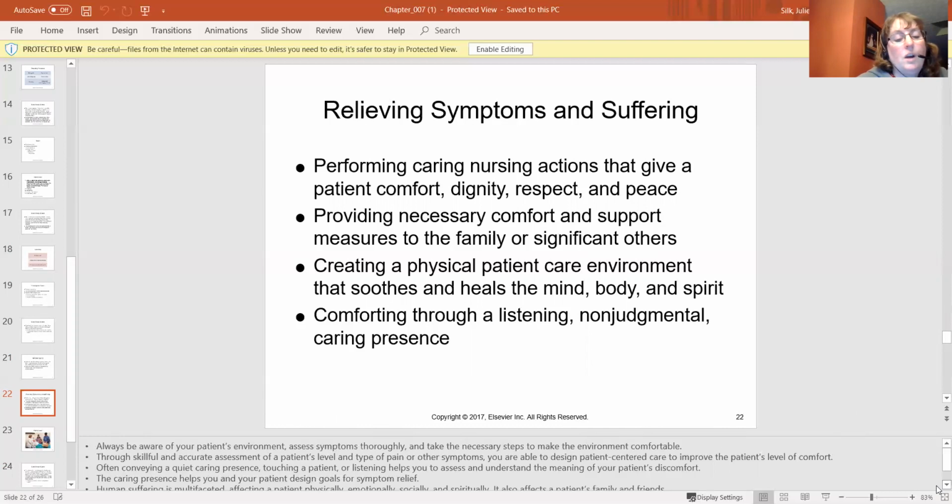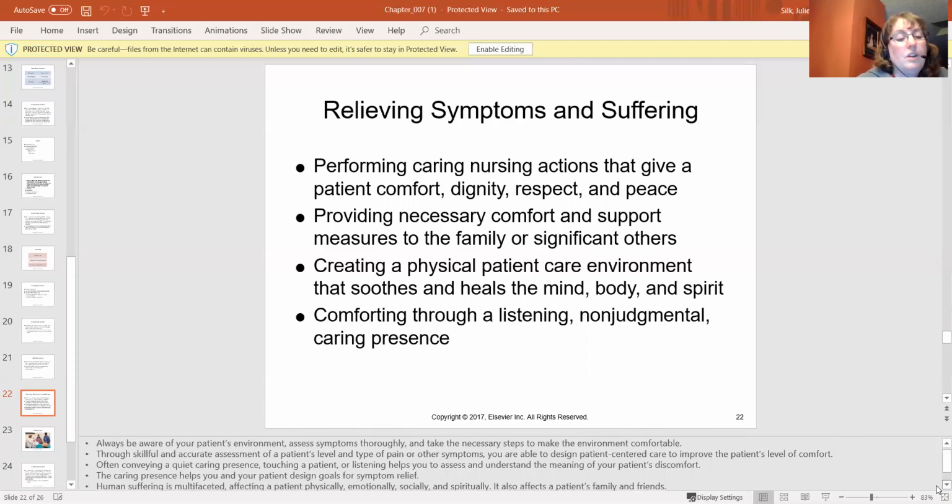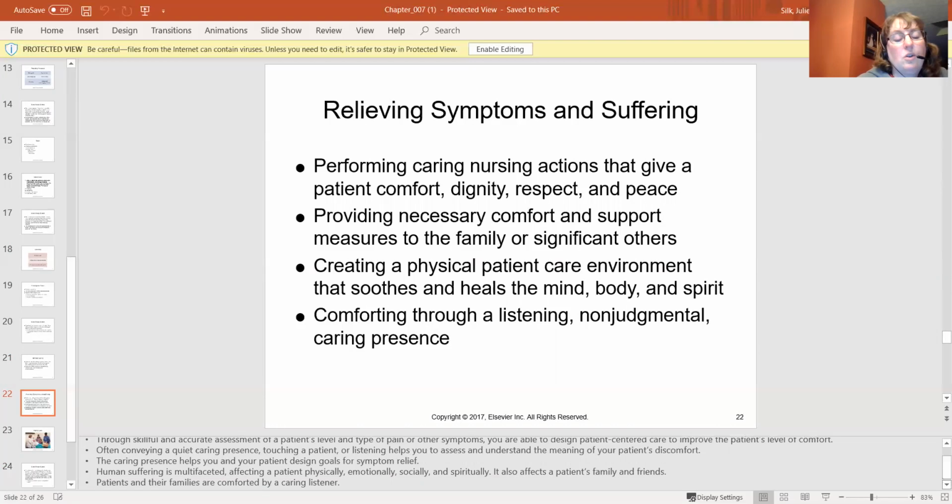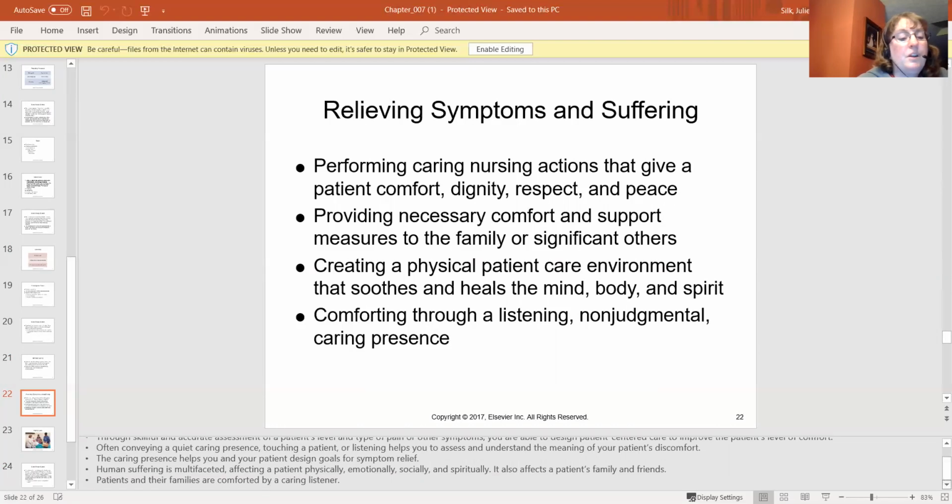Often conveying a quiet, caring presence, touching a patient, or listening helps you to assess and understand the meaning of the patient's discomfort. The caring presence helps you and your patient design goals for symptom relief. Human suffering is multifaceted. It affects the patient physically, emotionally, socially, and spiritually. It also affects a patient's family and friends.